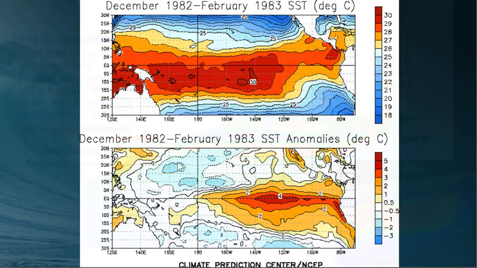Okay, so when we start looking at the sea surface temperature, you can see that band of warm all the way across the ocean, and you can see when you look at the anomaly chart that it is much warmer than usual here where it should have upwelling. Okay, and it's colder over here where you should have warmer.